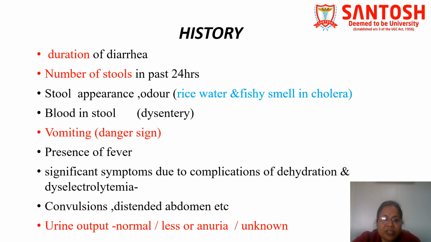Fever, if there is presence of fever, it means the baby is having some bacterial infection maybe. And if baby is losing fluid, he is also losing electrolytes. He is losing sodium, potassium, bicarbonate. So there may be sequelae of all these things. He may have convulsions and he may have distended abdomen, which is mostly because of the low potassium. The urine output is a very important history point which should be asked in all the children with diarrhea.